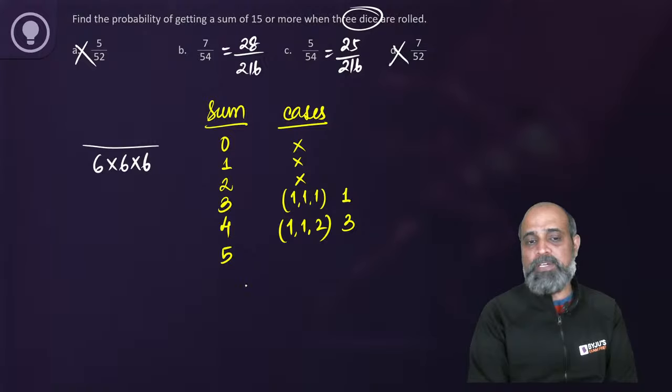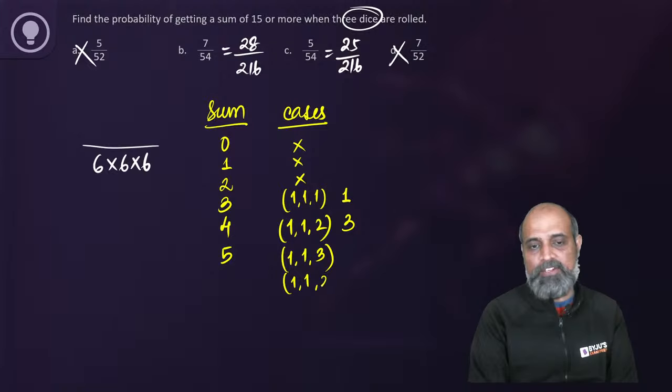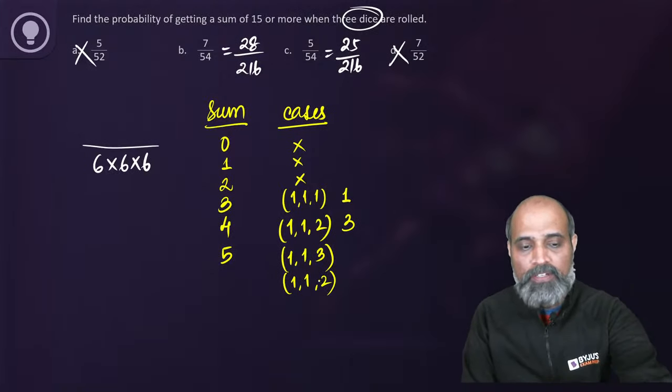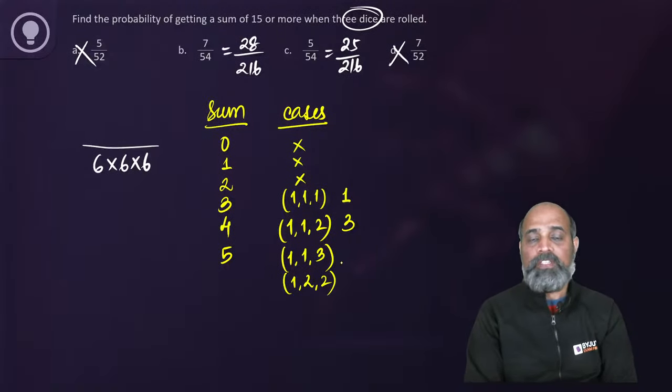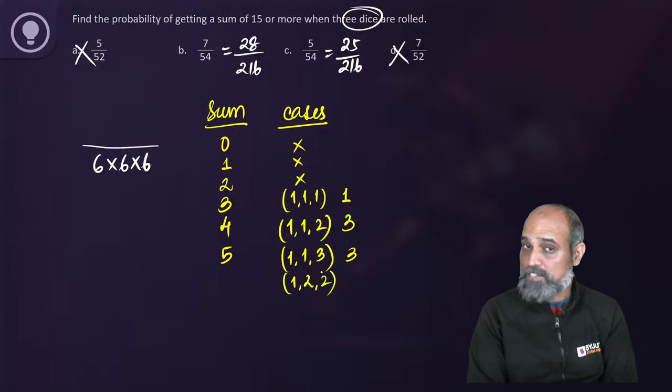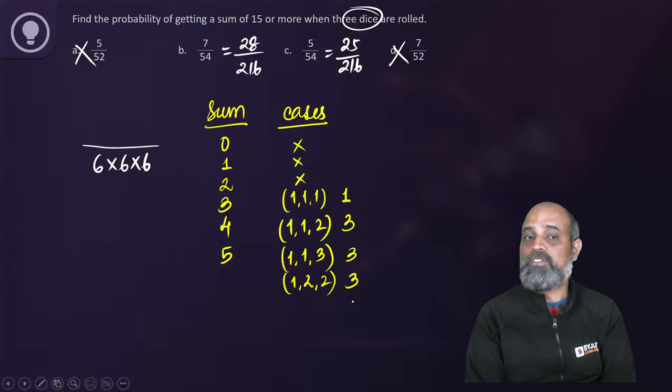Can we have this sum as 5? So we are going to have 1, 1 and 3. Or we can have 1, 1 and 2. Sorry, 1, 2 and 2. Not 1, 1, 2. 1, 2 and 2. So you're going to have 3 cases for this. You are going to have 3 cases for this.